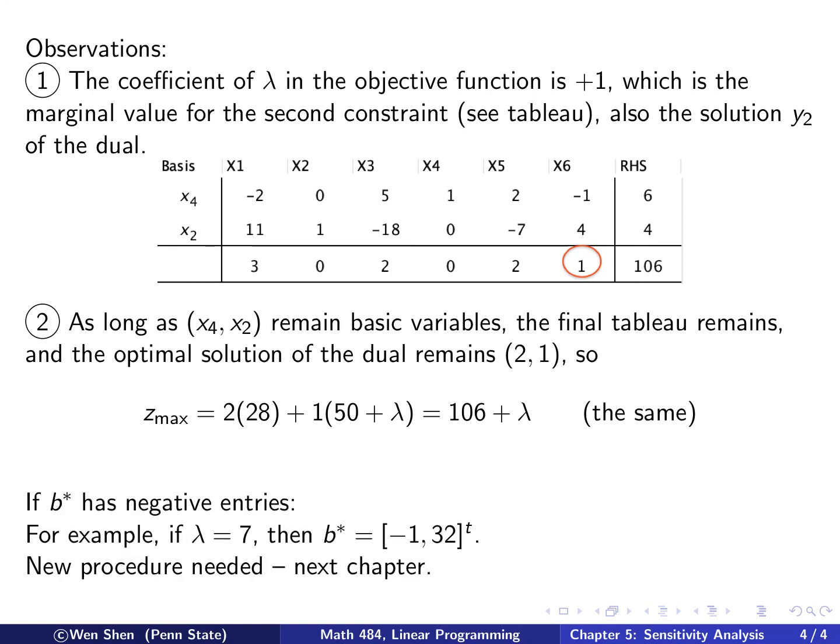Okay, final remark: if the B star has negative values, that is, if lambda is outside the range that we found earlier, what happens? Let's see. If I take lambda equals 7, you can go through the computation and find that B star now is negative 1 and 32. So this first term becomes negative. That means the solution is no longer feasible, and then we would need a new procedure.